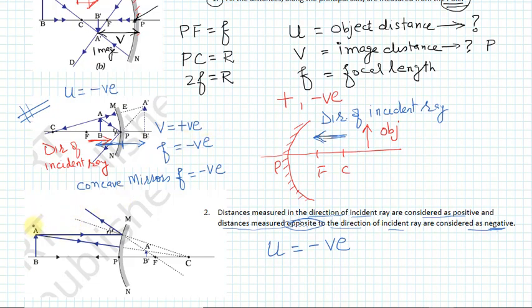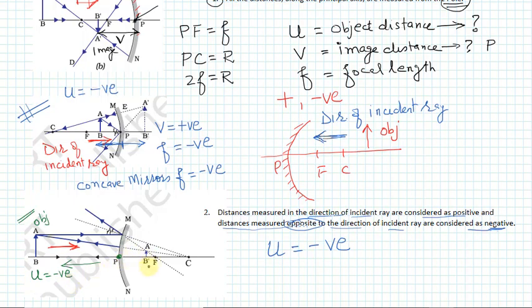Now let's try to see these sign conventions for this diagram. Now AB is our object. So P is our origin. Starting from P, we measure the object like this, going in this direction. But the direction of the incident ray is this. This is the direction of the incident ray. The incident ray has to go from object to the mirror. Clear? The two are opposite to each other. So U is negative. Right?